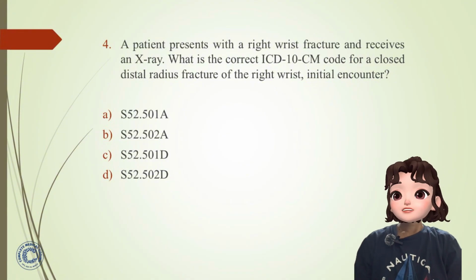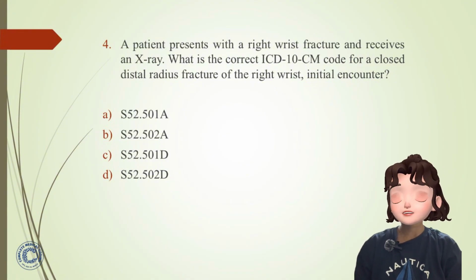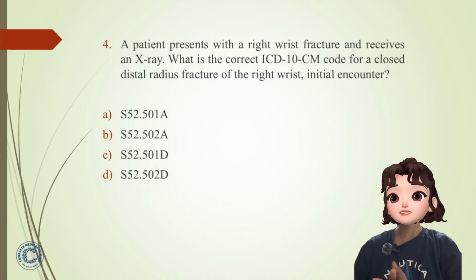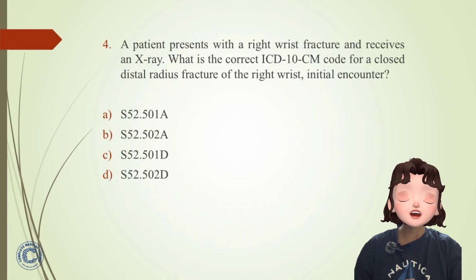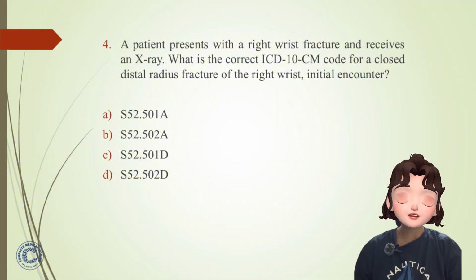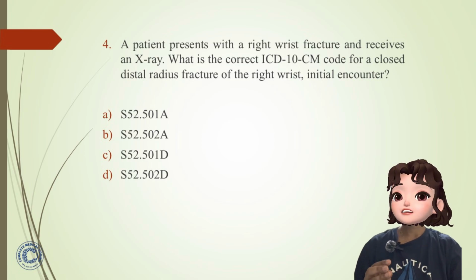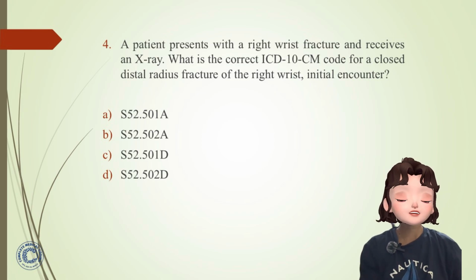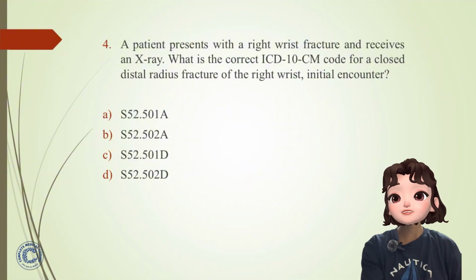Now let's move to the fourth question. This is a question to find out the diagnosis code. A patient presents with a right wrist fracture and receives an X-ray. What is the correct ICD-10 CM code for a closed distal radius fracture of the right wrist, initial encounter? It's a simple question. So we have to find out the ICD code for a closed distal radius fracture of right wrist. All right, so open your ICD code book and go to the options one by one.